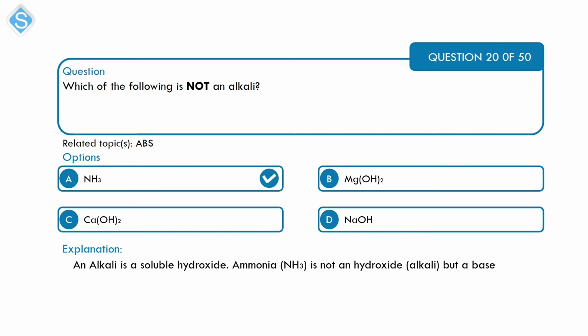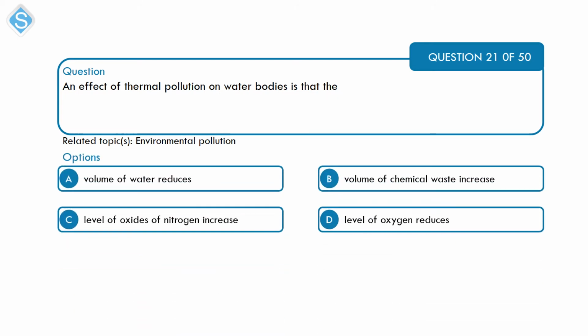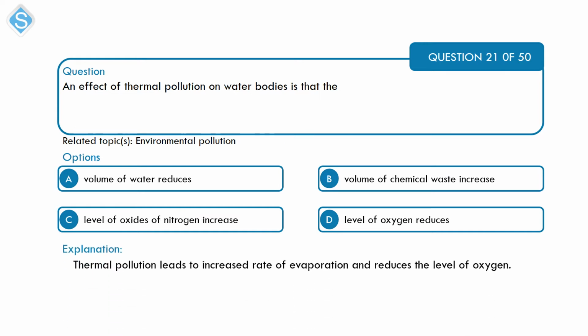Option A. Next, an effect of thermal pollution on water bodies is that the A. volume of water reduces, B. volume of acid waste increases, C. level of oxides of nitrogen increases, and D. level of oxygen reduces. Thermal pollution of water bodies is going to lead to an increase in the rate of evaporation of the water, and it would also reduce the level of oxygen. Option D.